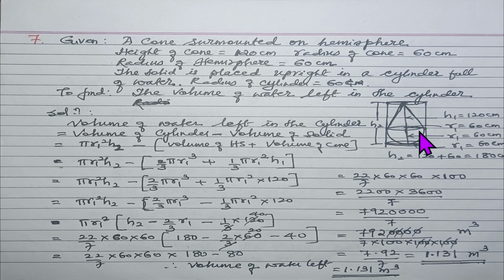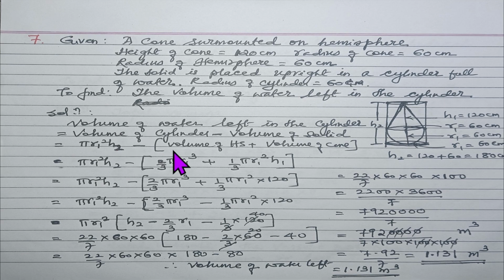Now the volume of the cylinder will be again pi r square h, and let us take r1. The cylinder radius is 60 centimeters and the height is 120 plus 60, 180 centimeters. So the height will be 180 because 120 is the cone and 60 is the hemisphere. 120 plus 60 will be 180 centimeters, that will be the height there. Now let us proceed further. Let us understand how the calculations are done.